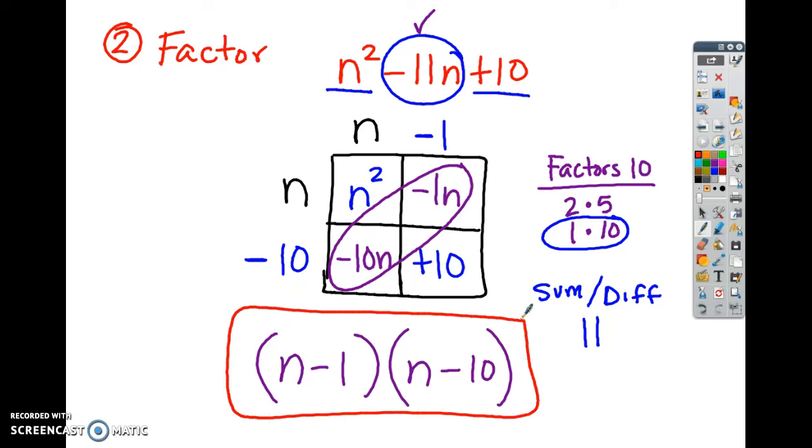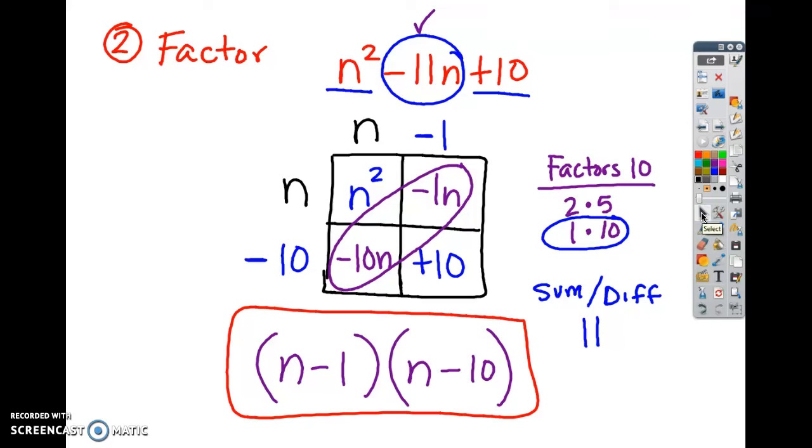So what is it that you need? You need to make sure that you make the box. And you need to make sure that you write this extra information down. You need factors, and then you need to know which one gives you a sum or a difference of the middle term, whatever the middle term is. And don't worry about the signs until the very, very end.